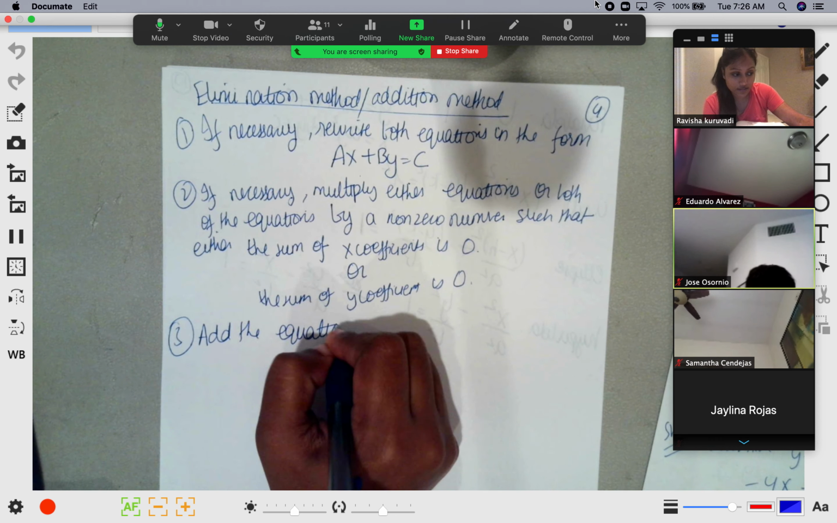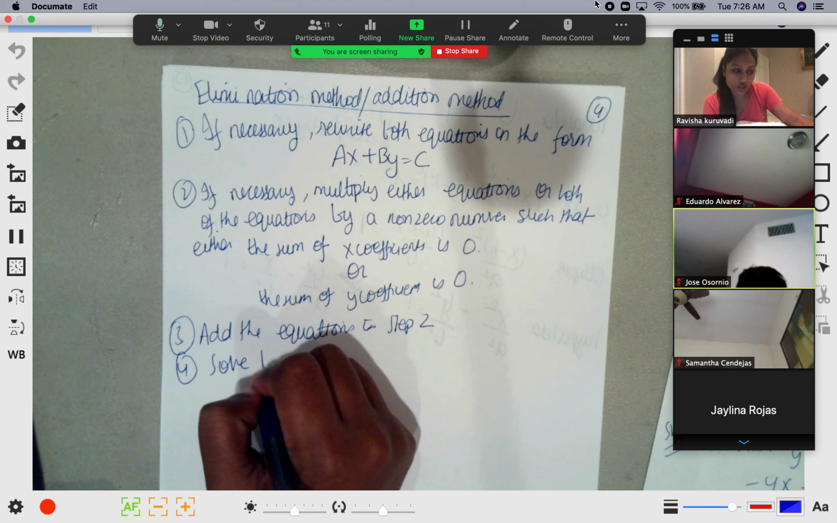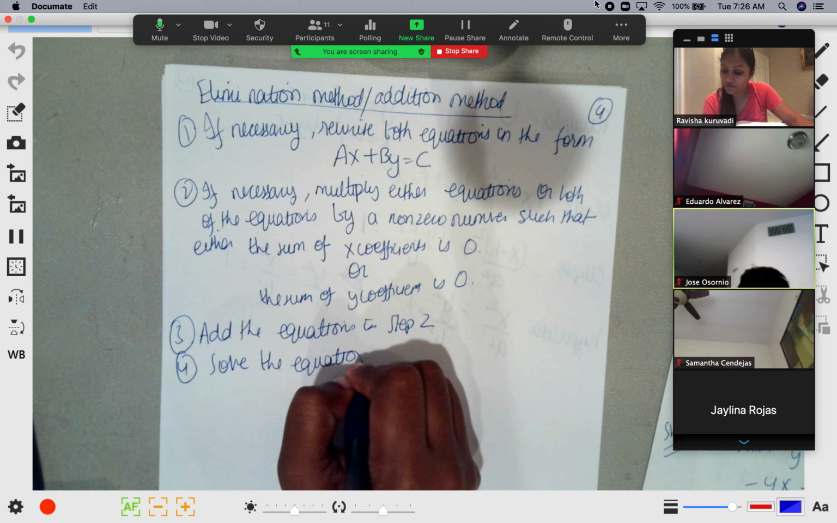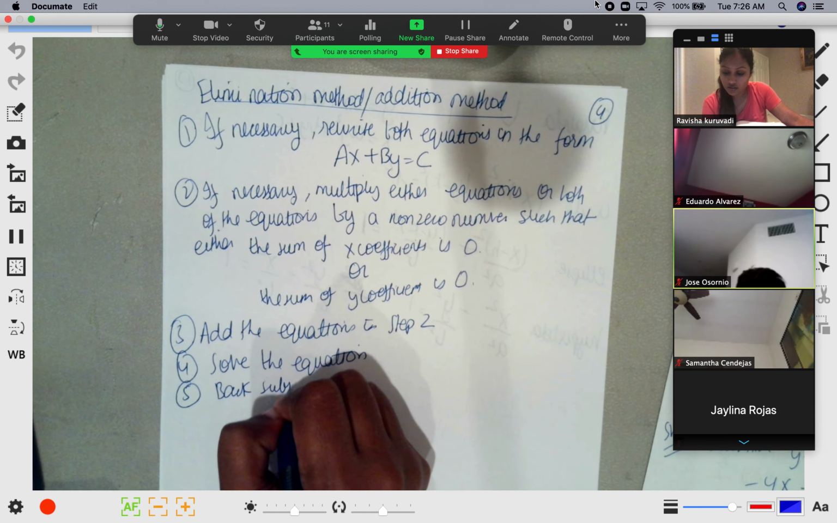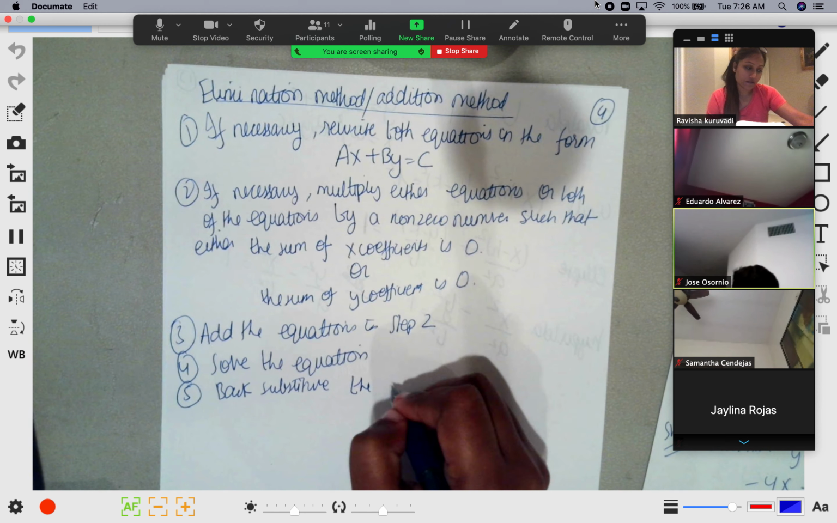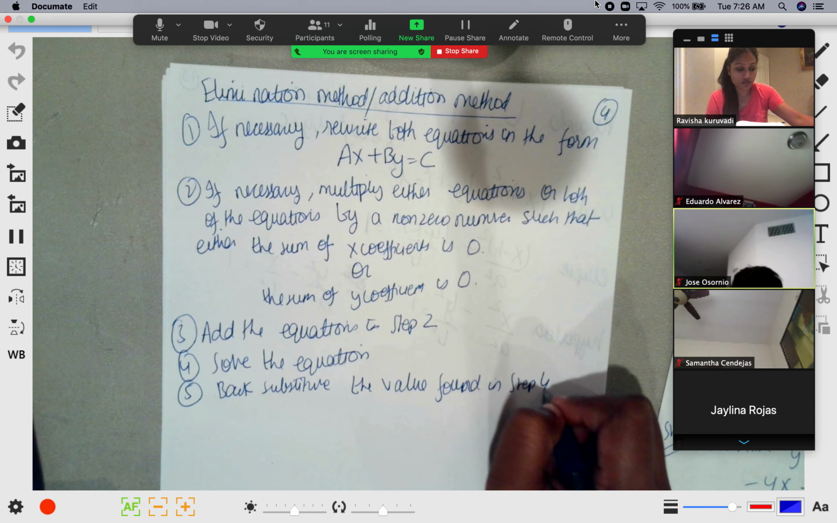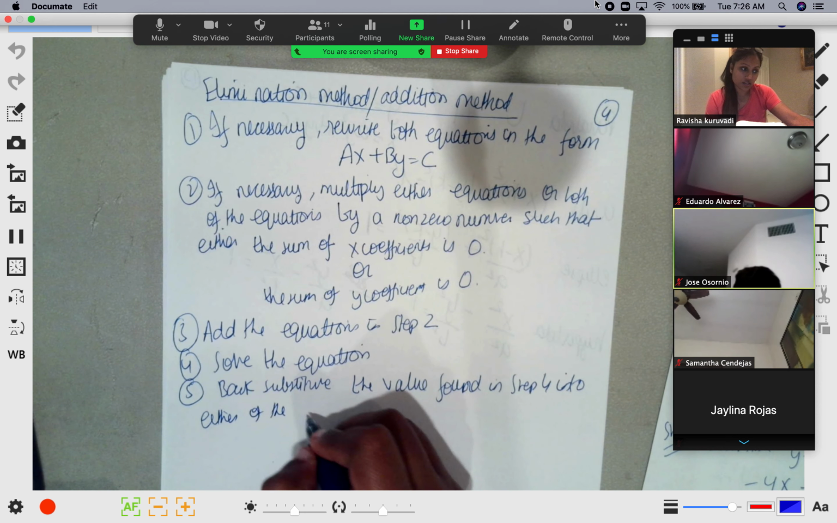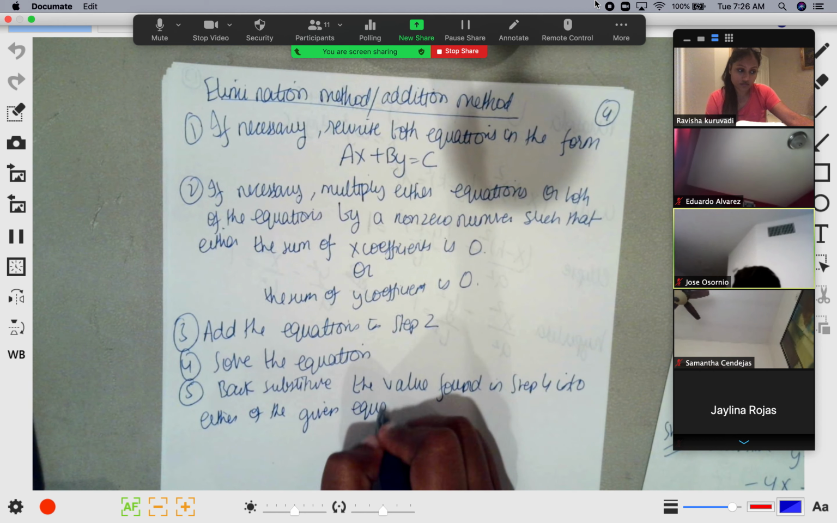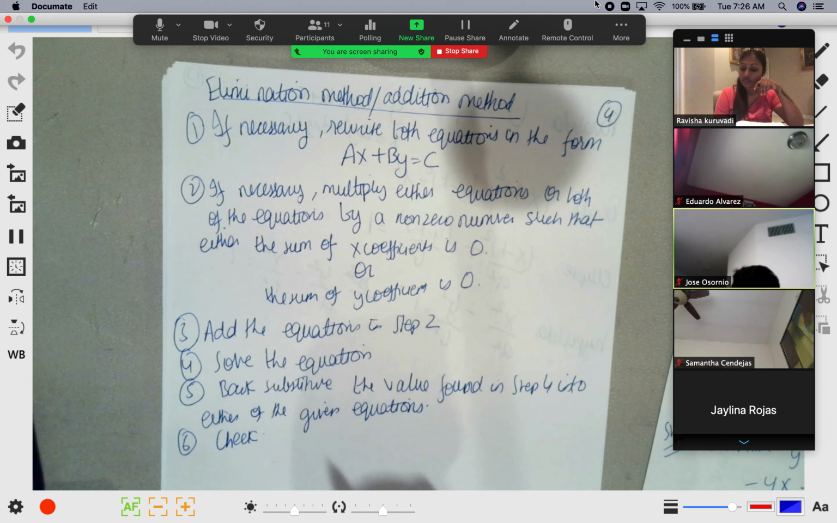Next, step 3 says add the equations from step 2. Step 4 says solve the equation. Step 5 says back substitute the value found in step 4 into either of the given equations. Step 6 is check. Very easy method. This is also one of the very easy methods.